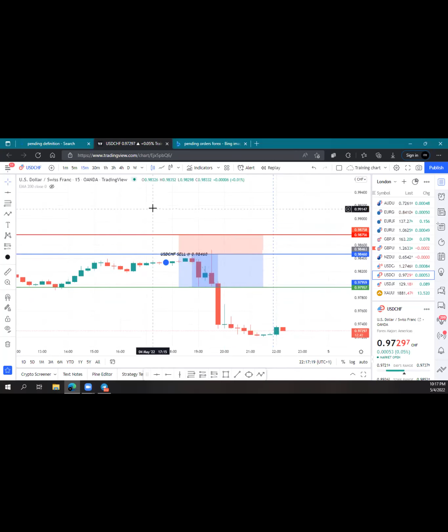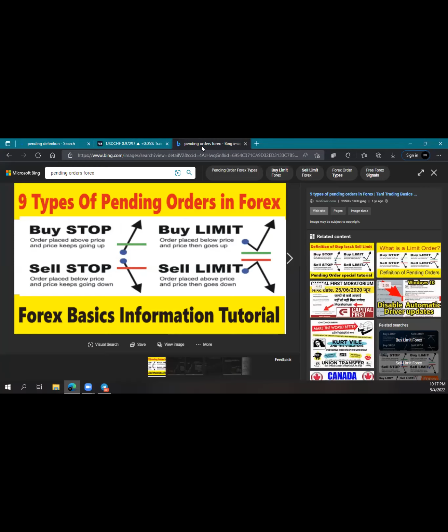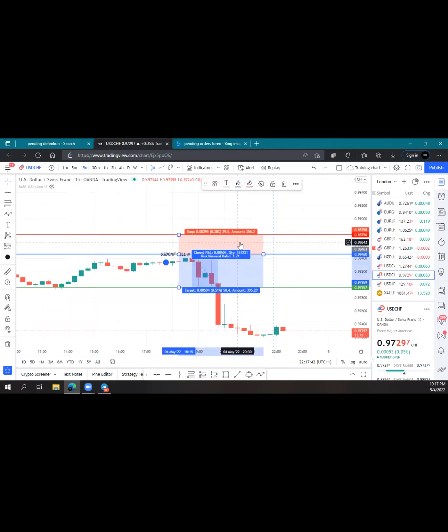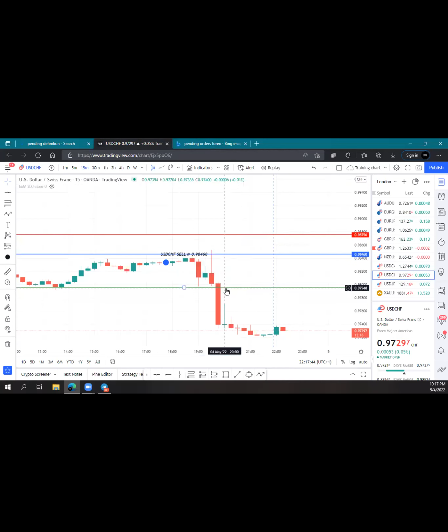So if we're talking about sell stop, right? If we're talking about sell stop, I can also show you guys that sell stop now is an order placed below the price and price keeps going down, right? The market is what? It's above. The entry is now where? Below the market price, and the market keeps selling. I'm still going to use USD CHF as an example, right?